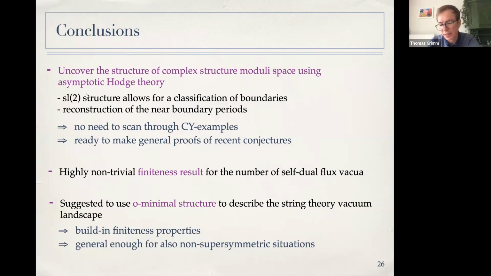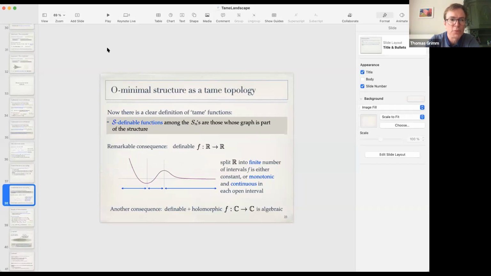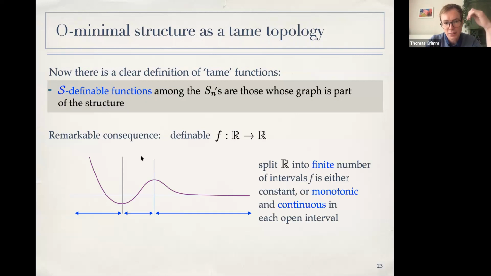Yeah, this is understandable, because it's very tricky to introduce this in such a talk. I think the best way of thinking about a tame function is this theorem which I recalled. It is a consequence of tameness that every tame function from R to R, or from some interval to R, can be split by dividing the real line into a finite number of intervals, and on these intervals the function is monotonic and continuous.